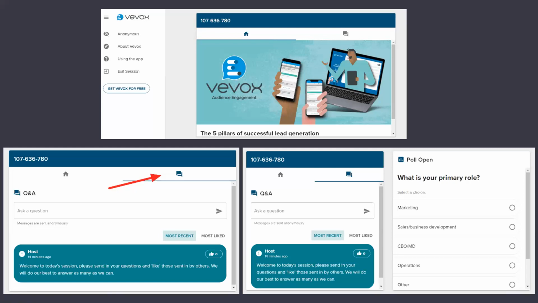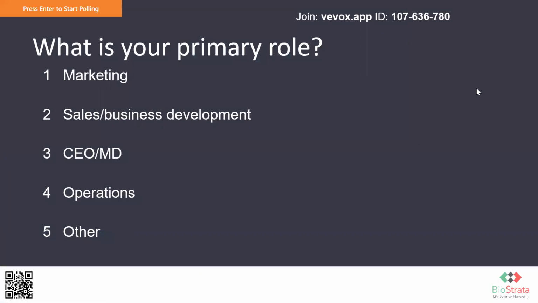So the third introduction then is for me to meet all of you, or at least as close as we can do in this type of system. It's also a great opportunity for us to try out the system. So let us open up the poll here. I'd love for you all to enter: what is your primary role? Marketing, sales, CEO, leadership, operations, or other?